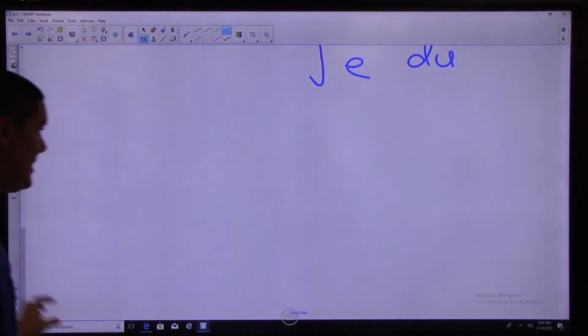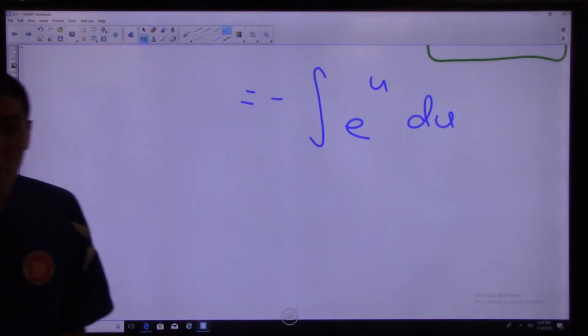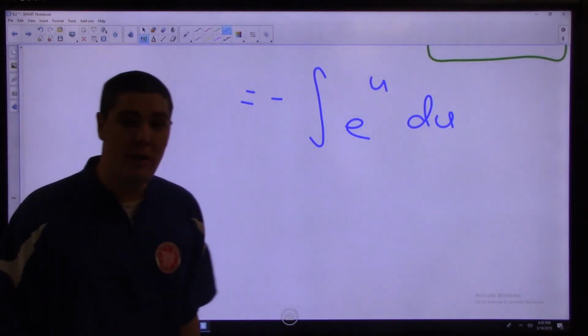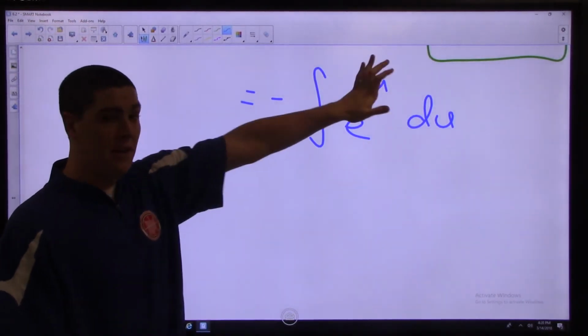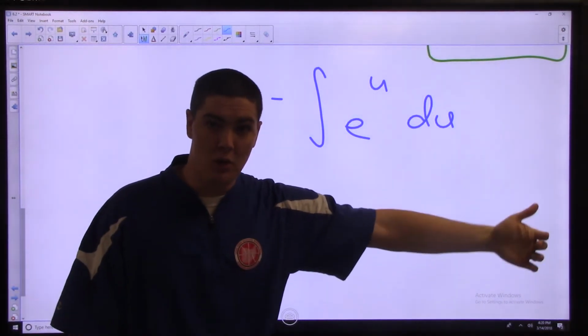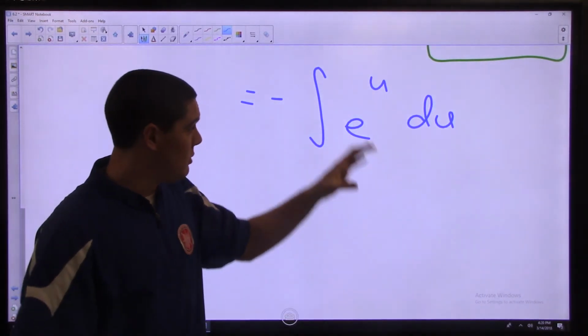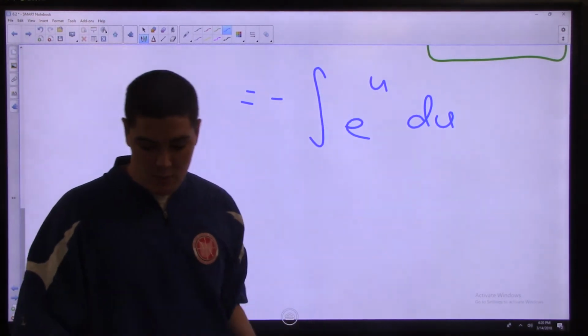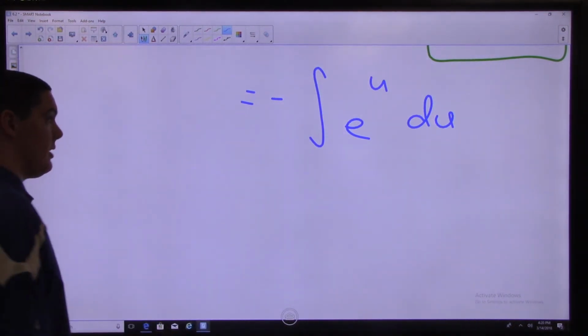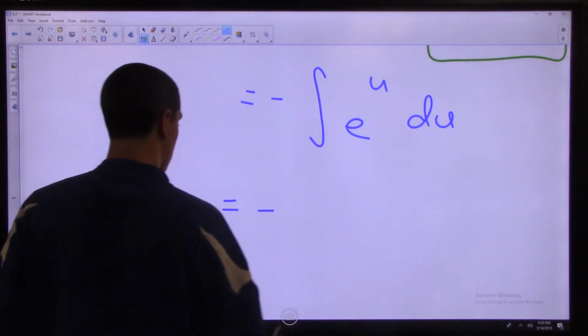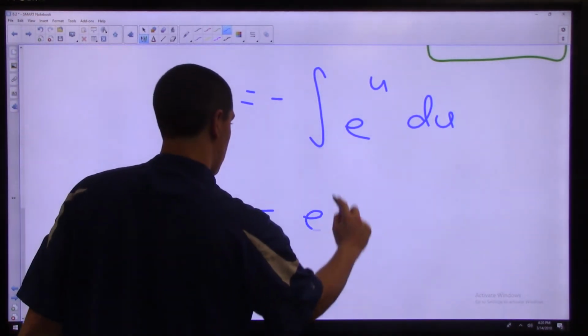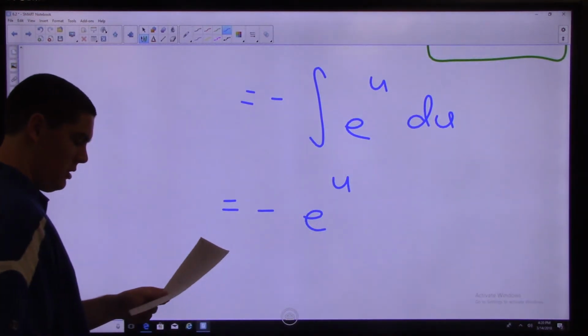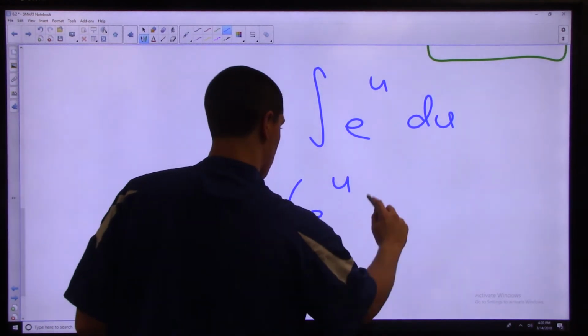This is very easy to integrate now because we have a formula page, but you guys shouldn't be able to remember this. The integral of e to the u. Guys, the derivative of e to the u is e to the u times du dx. So the antiderivative of e to the u is still going to be e to the u, but we're going to have a plus c.